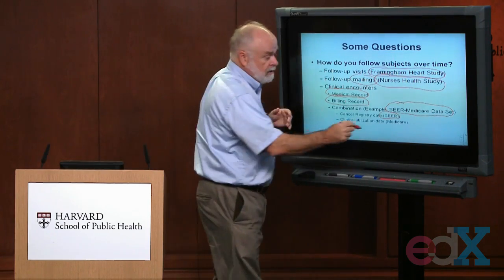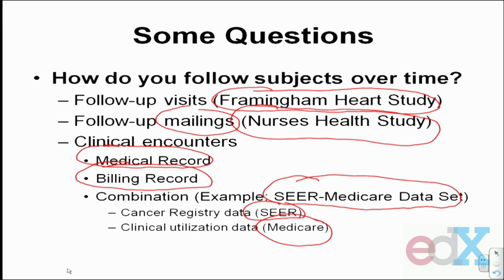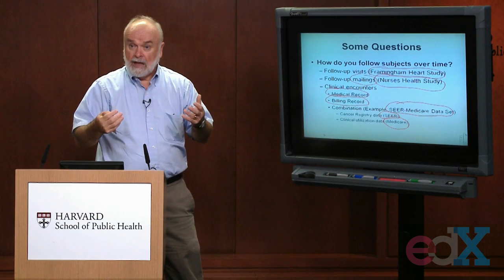So the combination of the clinical information from the SEER data set about your cancer and the Medicare information about what happened to you after you developed that cancer, how many times you were hospitalized, what sort of treatments you had, what sort of outcomes you have, allows you to build a cohort using data routinely collected for two other purposes, from a cancer registry and from an insurance plan. So the way we follow people in cohort studies in part depends on how easy it is to observe and collect this information on individuals.